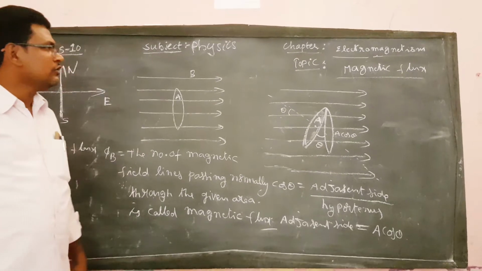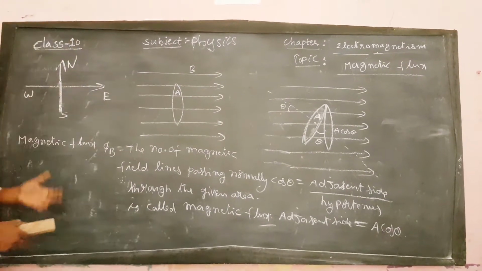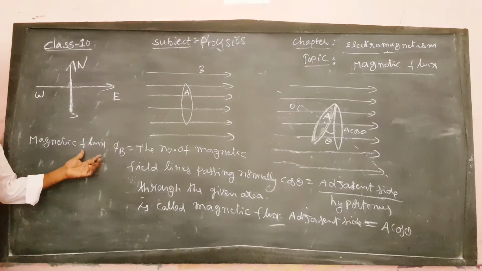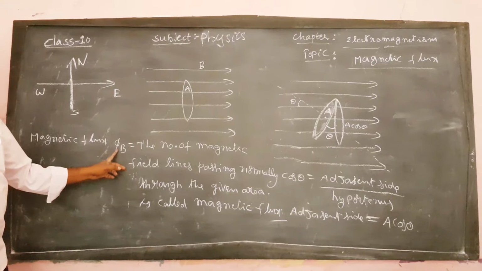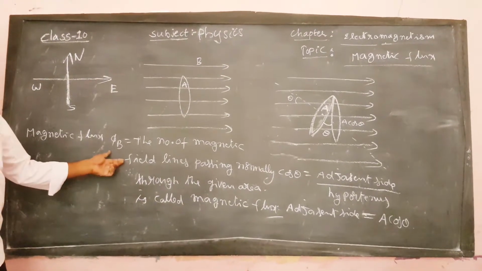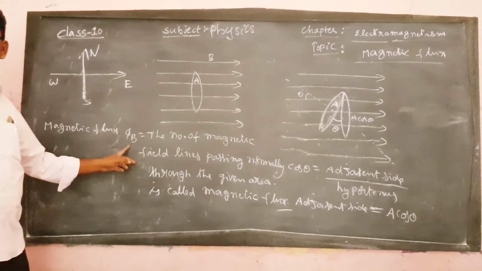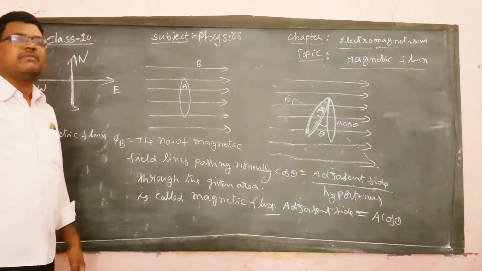Now let's see what is meant by magnetic flux. Magnetic flux is denoted by the letter phi with suffix B, phi B, because phi is flux and this is magnetic flux. Now let's see what is meant by magnetic flux.